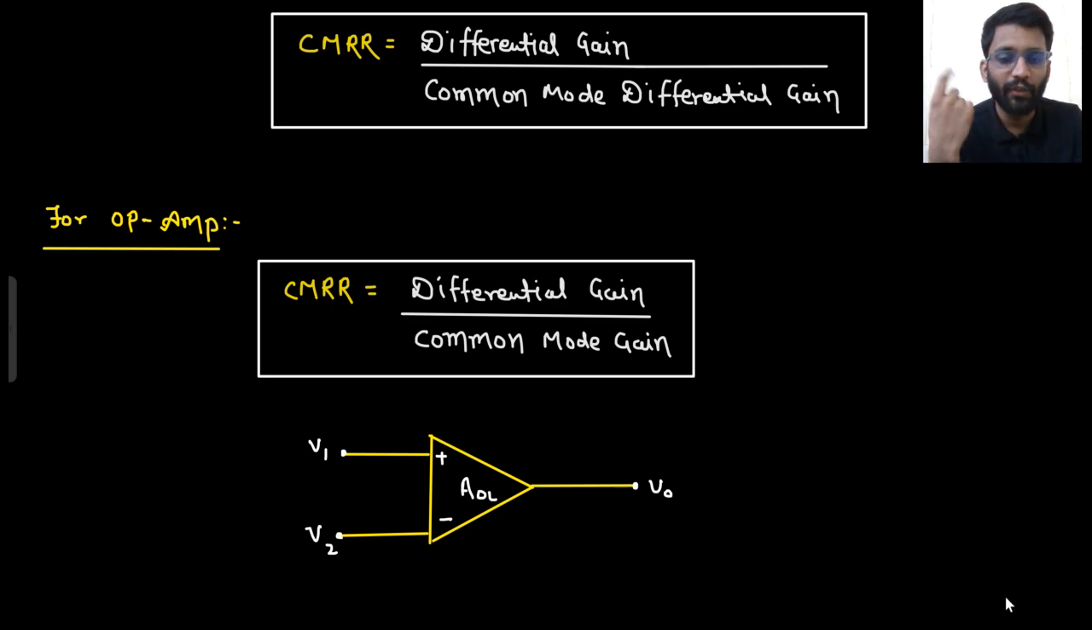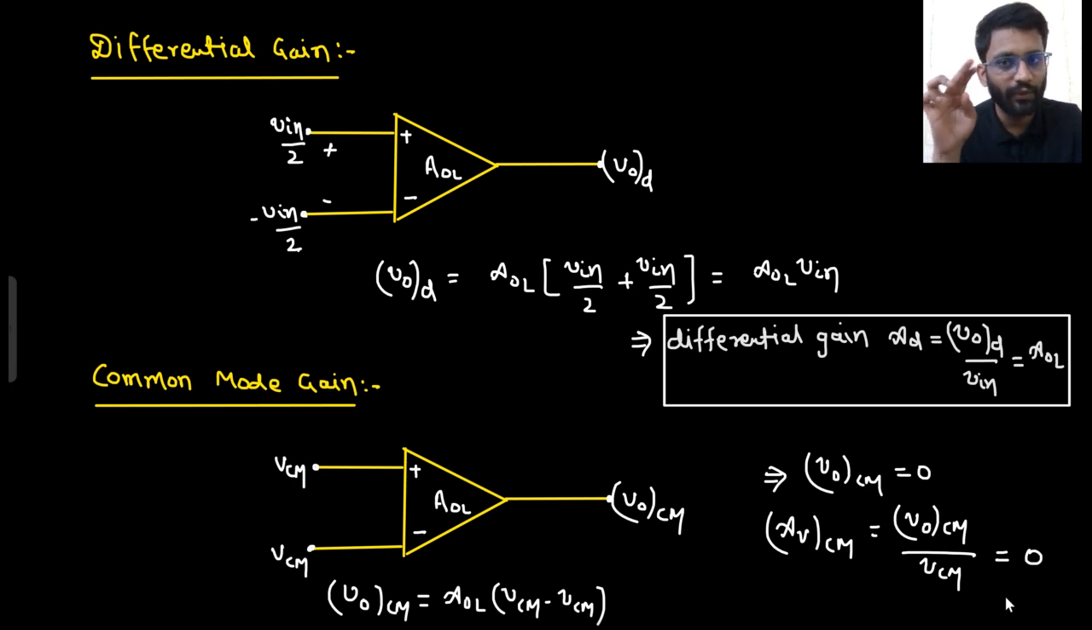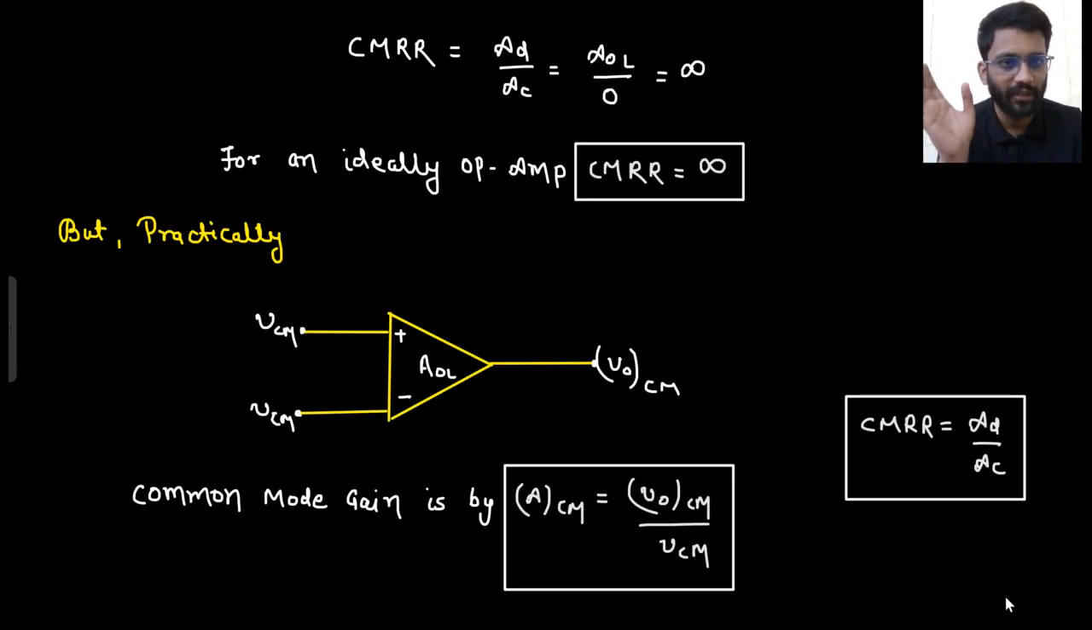Well and good. How will you get differential gain? For differential gain, you will apply V1 equals Vin by 2 and V2 equals minus Vin by 2, and you will calculate V naught. So V naught D divided by the difference of the input, that is Vin. That will be your differential gain. And what will be your common mode gain? You will apply common mode input at both of the terminals, VCM and VCM, and you will calculate V naught CM. So V naught CM divided by the average of the input, that would be VCM only. So V naught CM divided by VCM. Ideally, it should be 0. So for an ideal OpAmp, the CMRR is infinity.